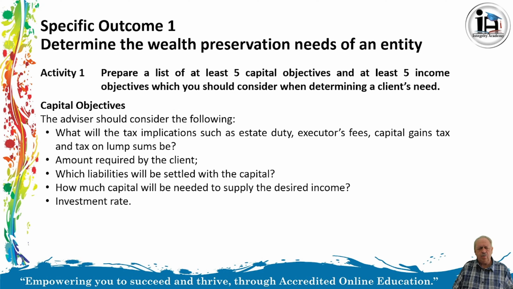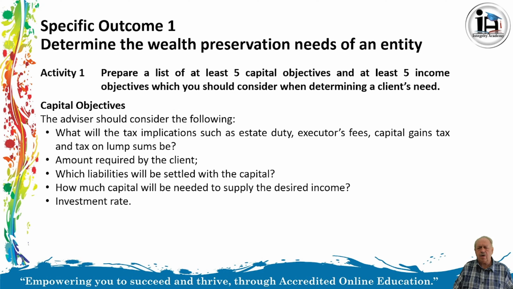I mean, that's currently 20%, and if your estate is above 15 million, it is 25%. Executor's fees currently 3.5% plus the VAT of 15%. Your capital gains tax, currently the capital gains tax exemption per year is 40,000, and at death 300,000. Is there any tax on lump sums that you need to take into consideration?